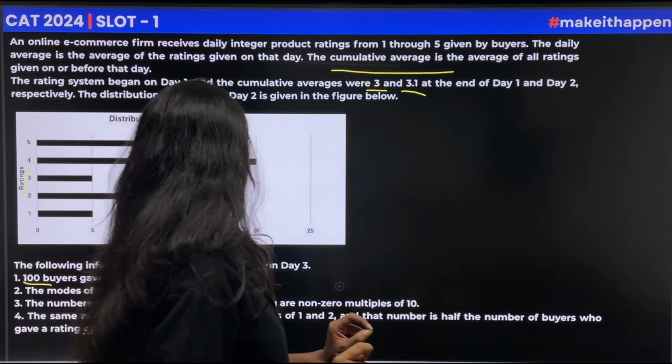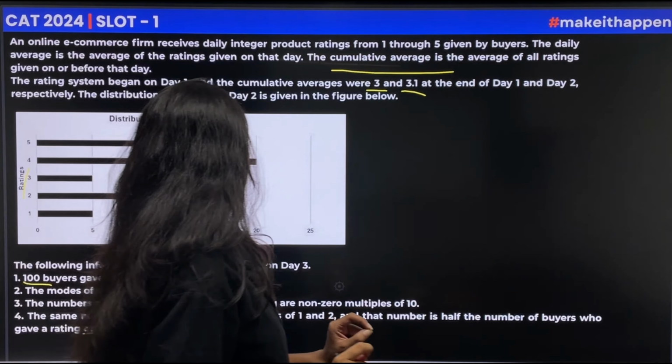Okay. Now about day 3, we are given a very important information that the same number of buyers gave product ratings of 1 and 2, and that number is half the number of buyers who gave a rating of 3. So if 20 people gave a rating of 3, then ratings of 1 and 2 will be given by 10 and 10. Okay. Now let's see for day 3.